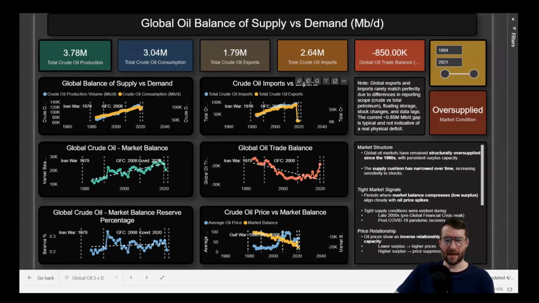Next we've got the price relationship. When we compare oil price to market balance, this is the market balance down here.